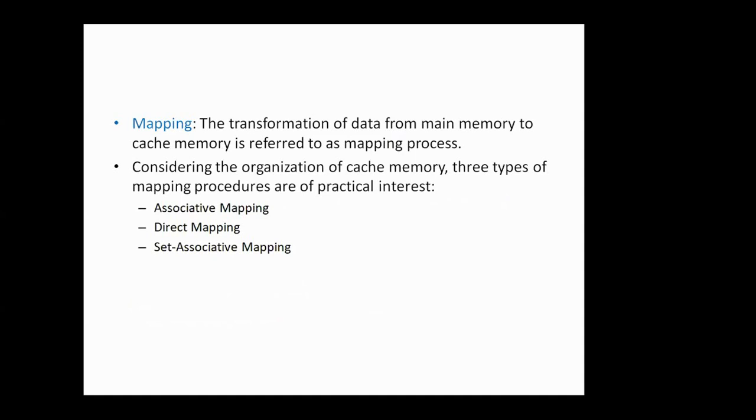Based on the organization of cache, how the cache is organized, what is the internal structure of the cache, there will be three types of mapping procedures. The first mapping procedure is called associative mapping. The second is called direct mapping, and the third is called set associative mapping. Let us see them one by one.